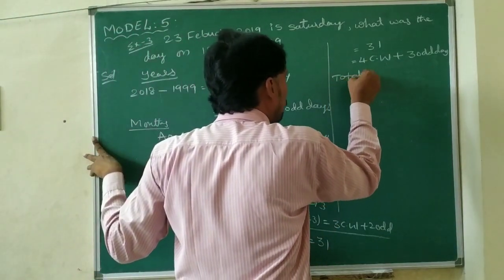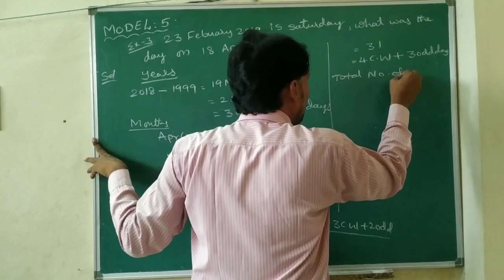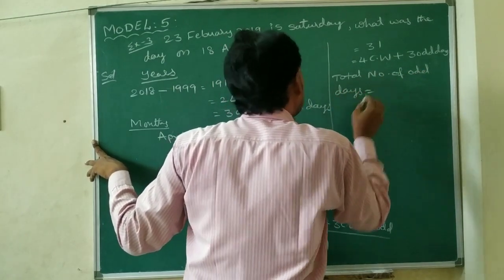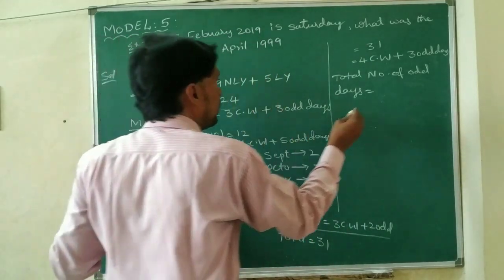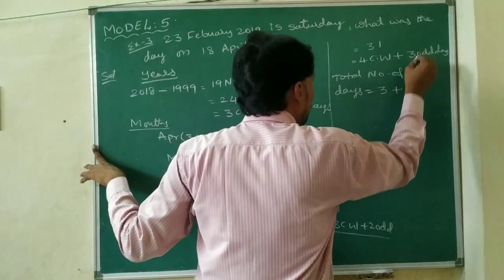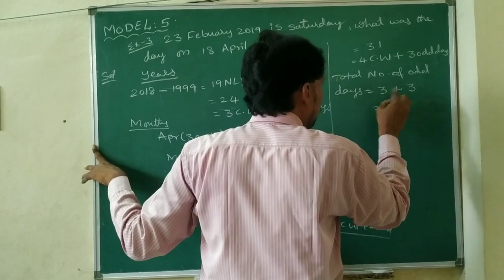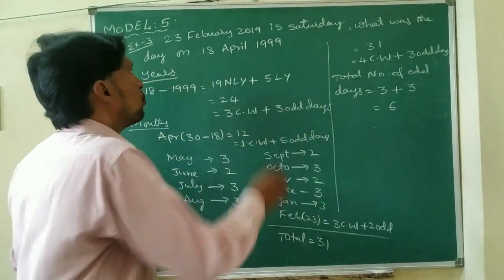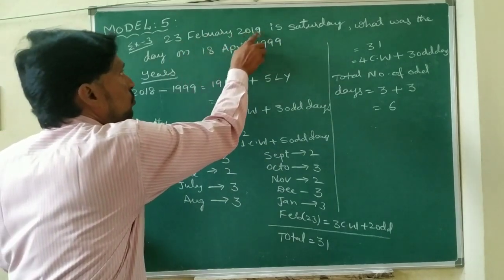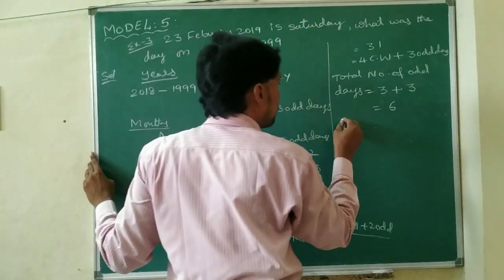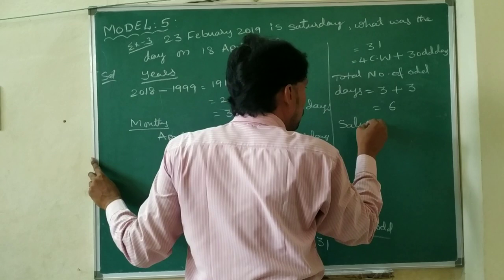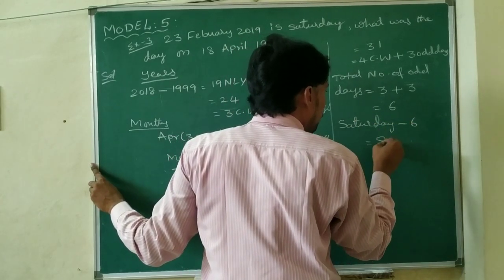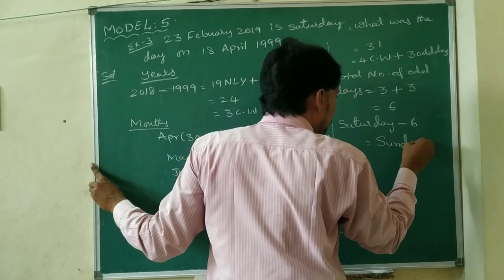Total number of odd days equal years one we got here 3 odd days and months also we got it here 3 odd days. 3 plus 3 that is 6. So 6 days back we need to take. So 23rd February 2019 it is Saturday. Saturday minus 6. So Saturday minus 6 we are getting Sunday.